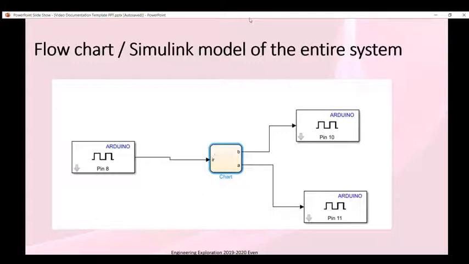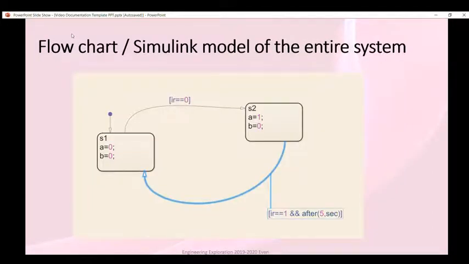So let us have a look into the flow chart or the Simulink model of the entire system. So this is the flow chart. As we can see, we have included 3 pins, one input pin and 2 output pins. The input pin is with respect to the IR sensor which senses the presence of the ball, and the 2 output pins are with respect to the DC motor which will rotate whenever the IR sensor senses the ball.